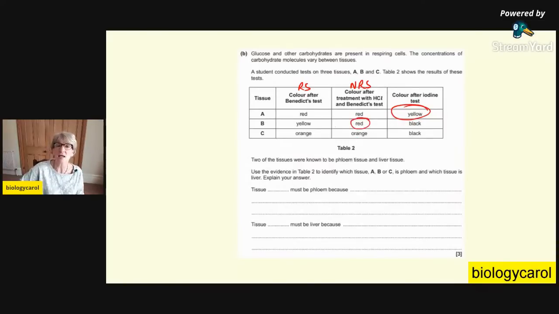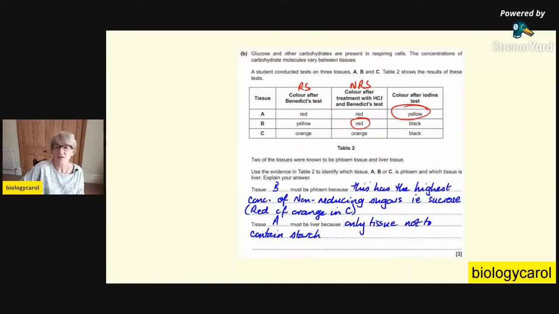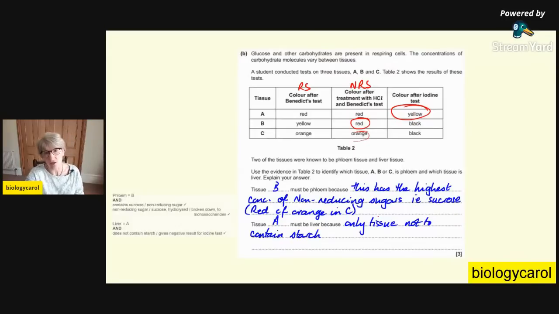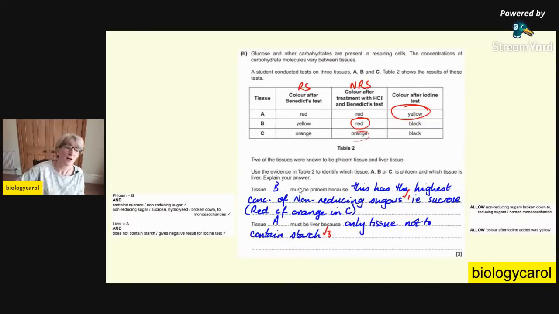So here I am choosing which one I think is the best. Now, my logic is that tissue B is the phloem, because it shows the most non-reducing sugar in the sample. And so that is what I put as my answer. Has the highest concentration of non-reducing sugars, i.e. sucrose. Red, CF is notation for as compared with. Orange in C, so here I am comparing these two here. And A is the only tissue not to contain starch. So now I got mark point 1 and I got mark point 3.